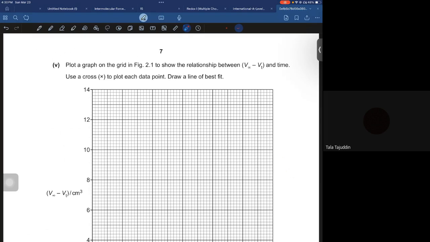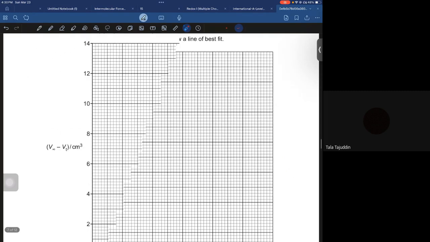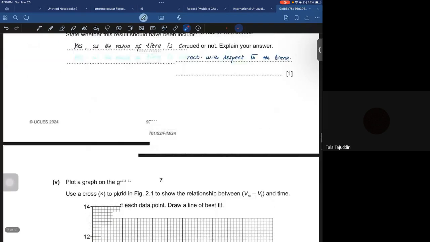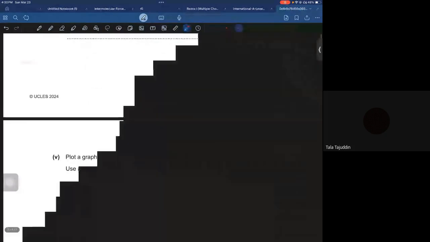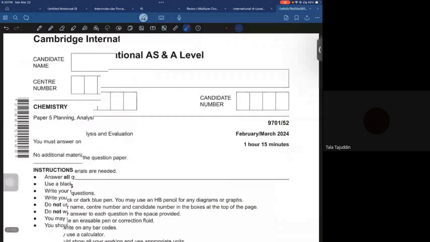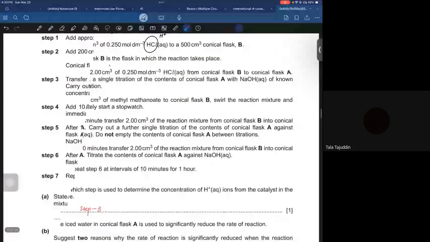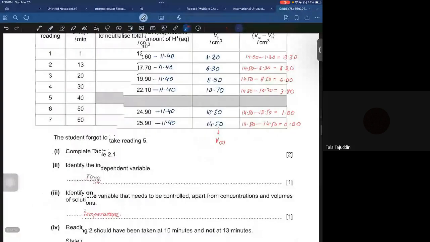Plot a graph on the grid in figure 2.1 to show the relationship between this and time. Use a cross to plot each data point. Draw a line of best fit. V infinity minus VT, we have to consider these values.